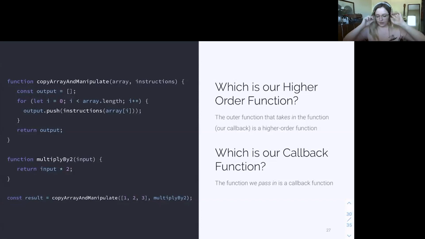So our higher order function takes in the function. The function we pass in is our callback. We just went over that.